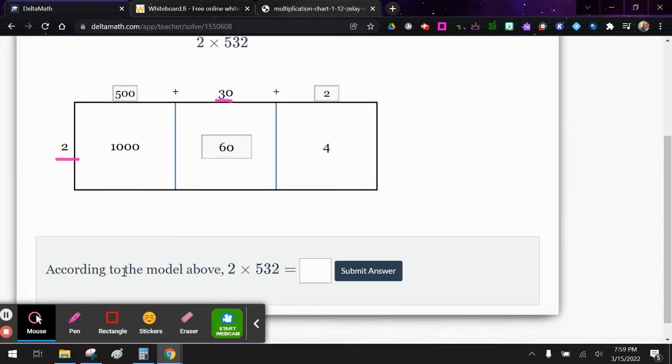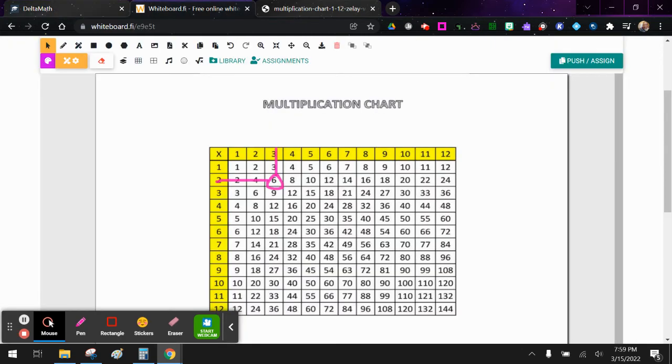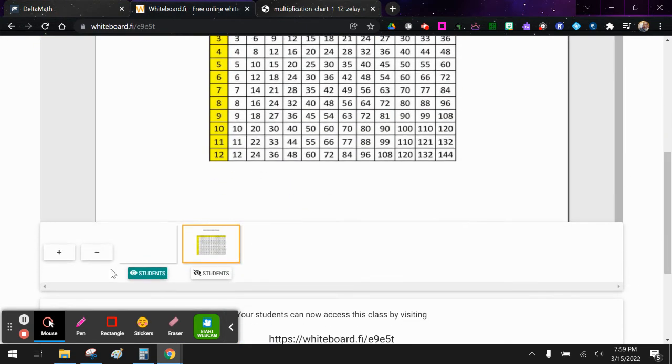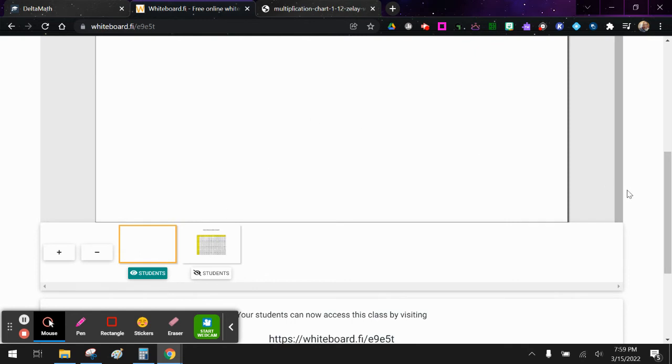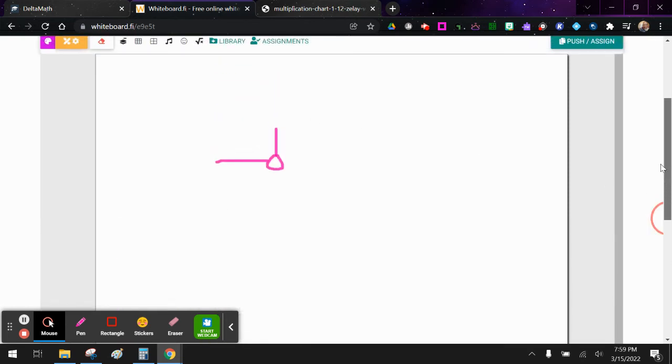It says, according to the model above, 2 times 532 equals, well, again, take 1,000, add it to 60, add it to 4. So I'm going to go to my whiteboard, and I'm going to add 1,000 plus 60 plus 4. Now, remember when you're adding, you always have to line up.